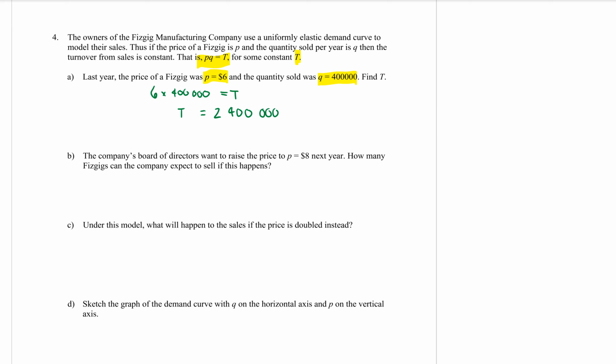The company's board of directors, actually, it just said to find T. I kind of want the equation though. It's going to help us later on. Our equation, I'm going to do that underneath. That means our equation is going to be PQ equals 2,400,000.